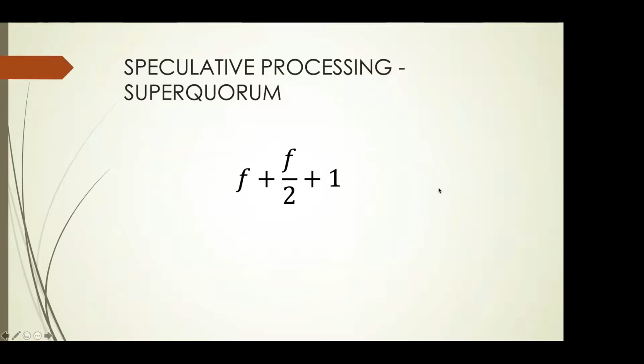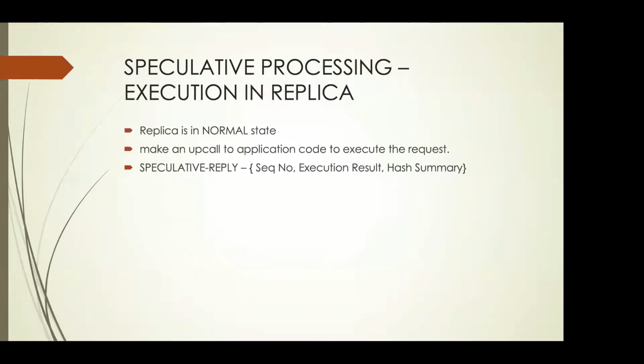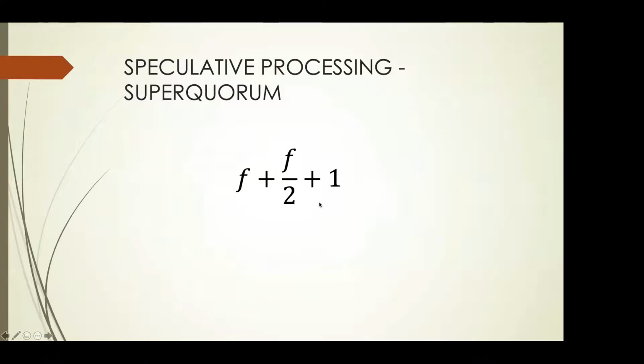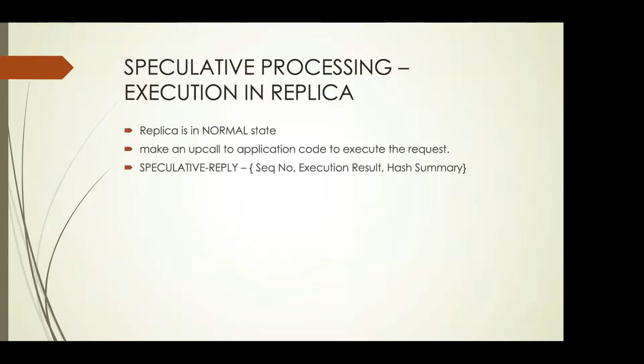Once the client receives this many responses, it compares the hash for all the messages, and if they are equal, it accepts the response. If it receives fewer than the super quorum of messages, or the hashes do not match for the super quorum, then the client initiates a reconciliation process, the third one.